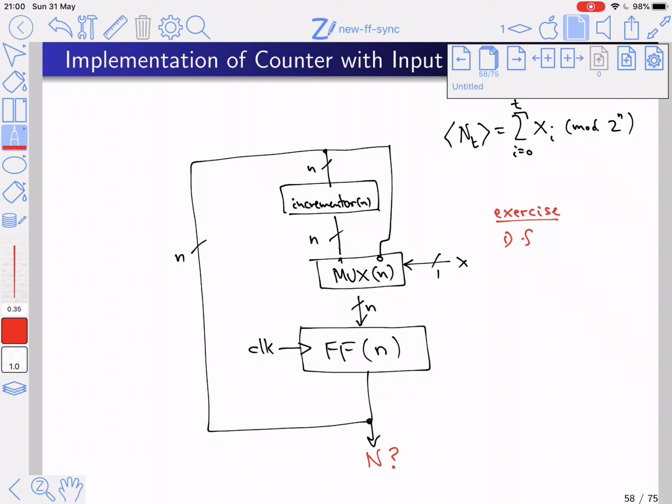One, fix the circuit, it's wrong. And two, prove correctness after fixing it.